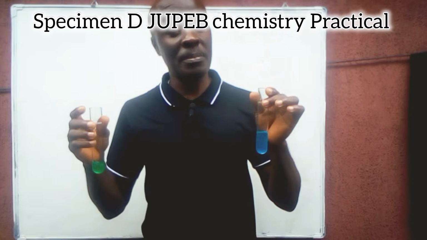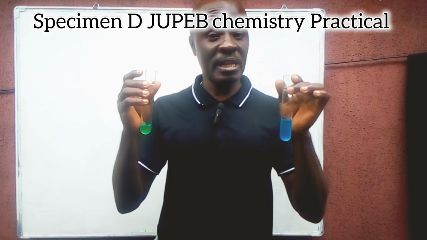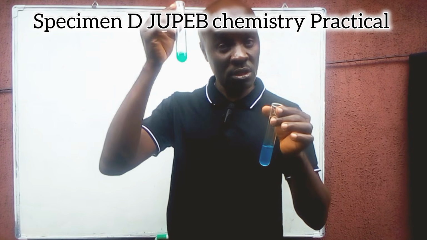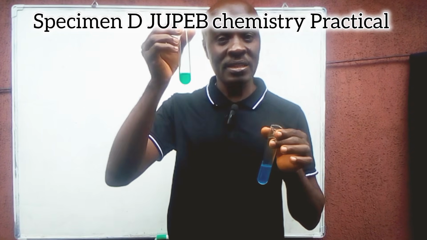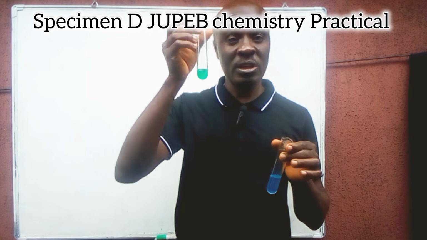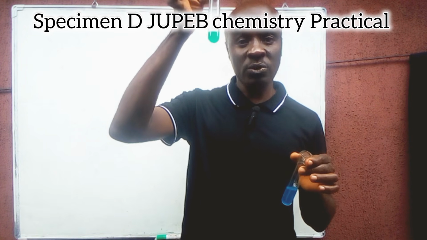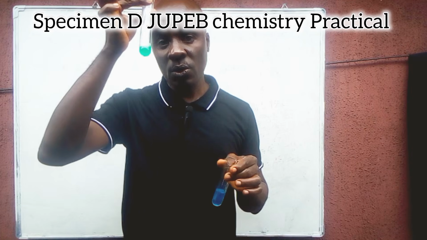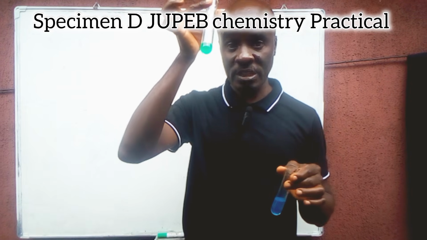Concerning your exam, the JUPEB exam that you're preparing for, the chemistry practical, this is when sodium chloride is in excess. Enough sodium chloride to react with the copper sulfate will give you something like this in solution when you mix them up.